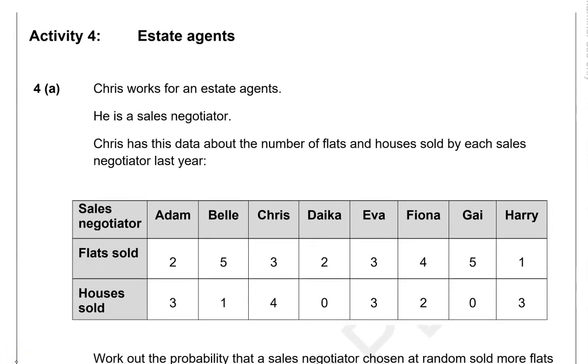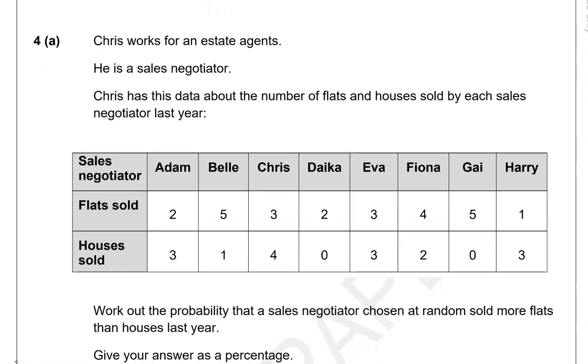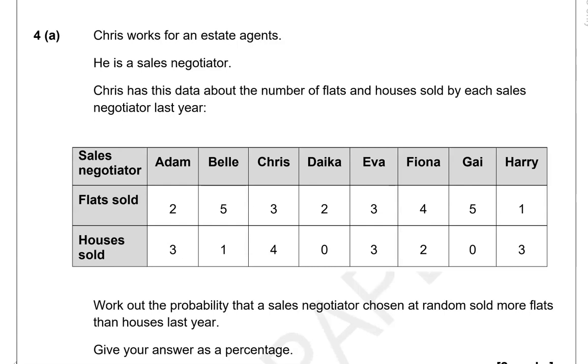Activity 4, estate agents. Chris works for an estate agent. He is a sales negotiator. Chris has this data about the number of flats and houses sold by each sales negotiator last year. Work out the probability that a sales negotiator chosen at random sold more flats than houses last year. Give your answer as a percentage.